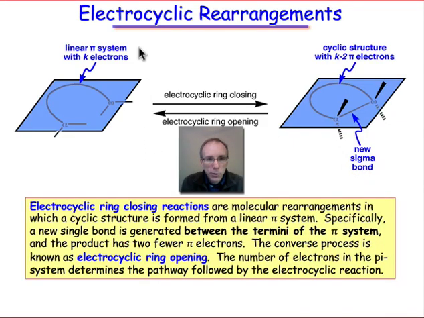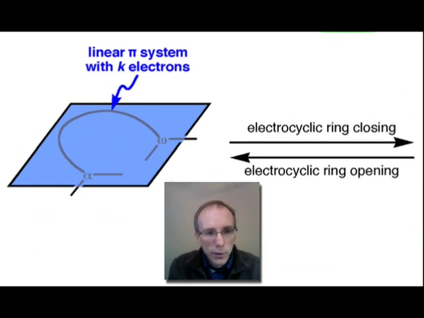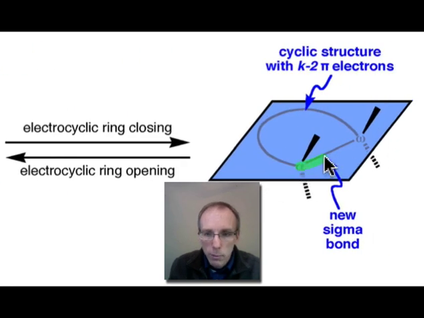Here's a generic picture of the electrocyclic rearrangement reactions. We're going to classify the system according to the size of the pi system. How many pi electrons are involved? We'll call it a k pi electron system, and in the electrocyclic ring closing reaction, we'll take that linear pi system and the terminal positions alpha and omega and make a new sigma bond there.